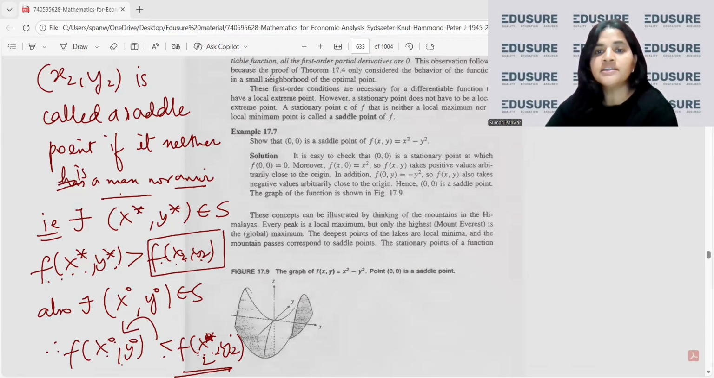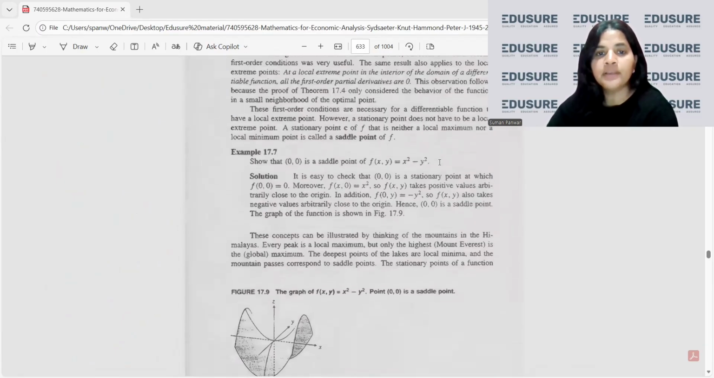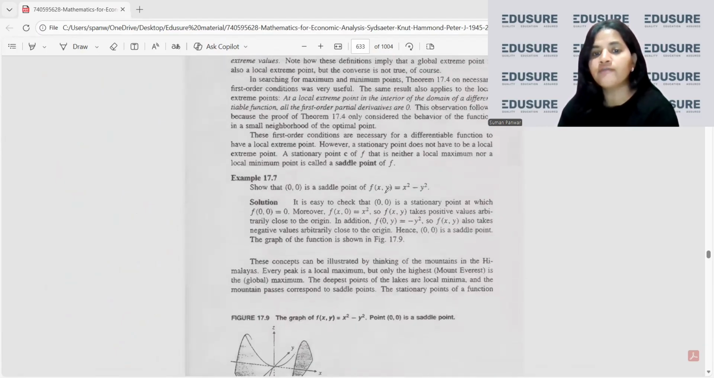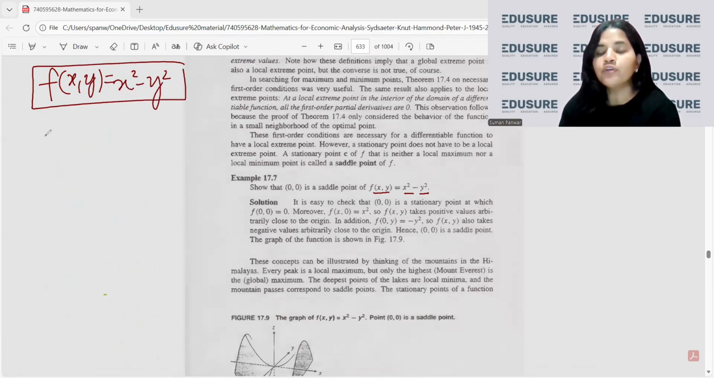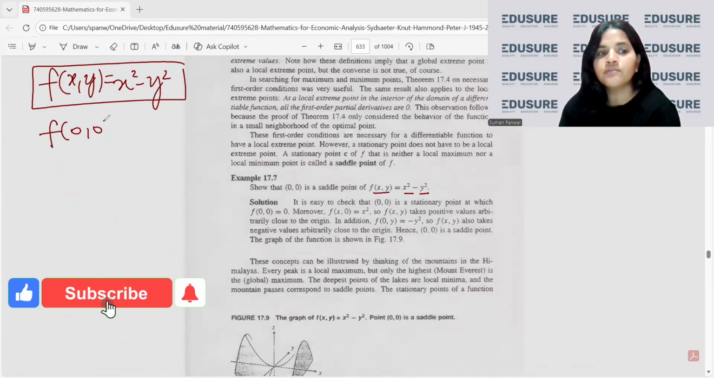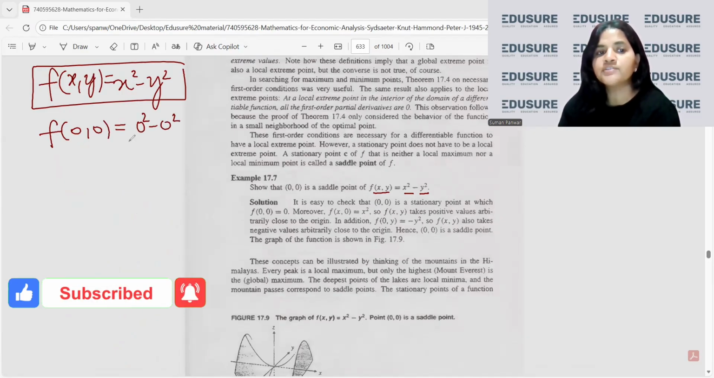Now let us see this with the example: show that (0, 0) is a saddle point of f(x,y) = x² − y². So what is f(x,y)? x² − y². I want to show that (0, 0) is a saddle point. So what is f(0, 0)? The value of f at (0, 0), that is the origin, is 0.